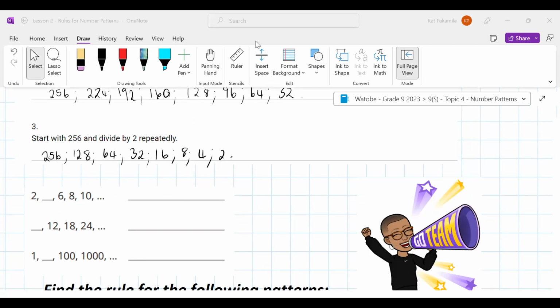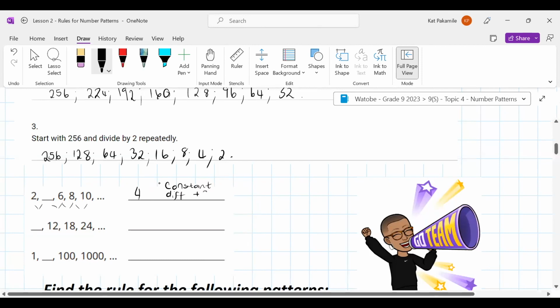Matthew. Hi, Matthew. Hello, ma'am. Yes, Matthew. Let's do the first one together. It's 4. And what is the rule? How do we get from one term to the next? The constant difference is +2. Hey, so we are going to terminology. Constant difference is +2. Thank you very much, Matthew.